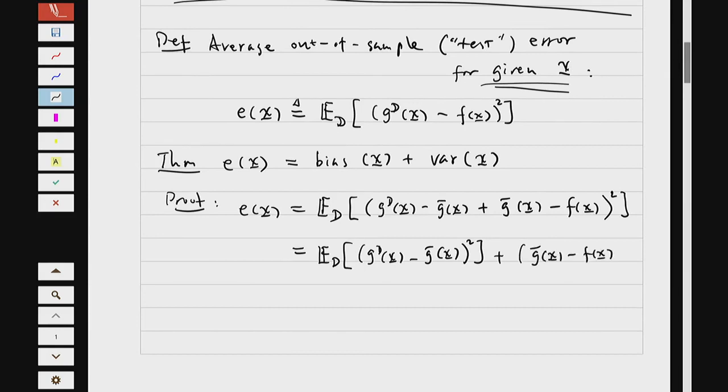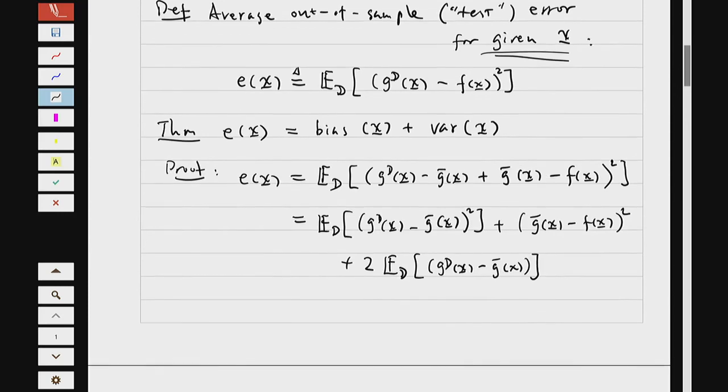Minus f squared, a constant. And then plus the cross terms, 2 times the expectation of the product: g_D(x) minus g bar(x), multiplied by the other term. But the second term is a constant, so I can pull it outside of the expectation.